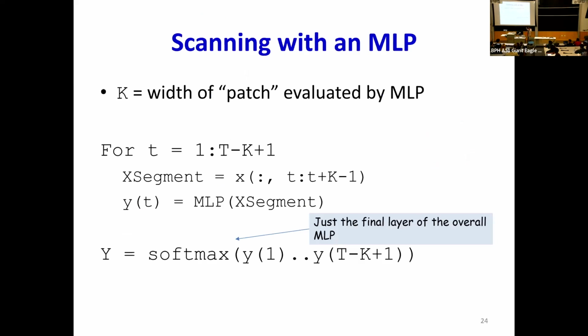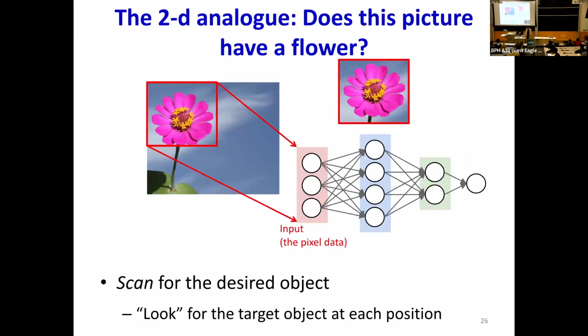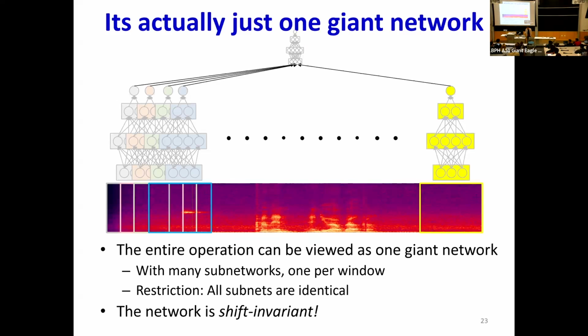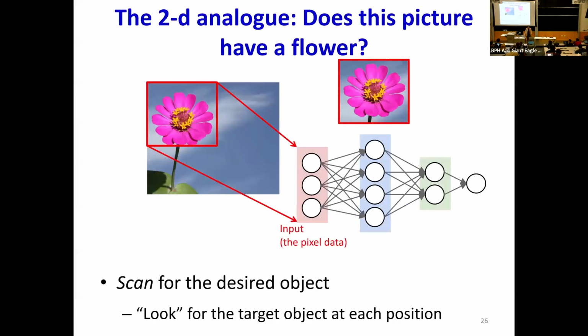So again, let me tell you what it is. This whole thing is just a network. I could have just written giant MLP, with one difference. It's a shared parameter network, meaning all the subnets at the bottom are identical. That's what's special about this network. I have a collection of subnets, all of them identical, and their outputs are going into the final decision layer. Same thing with the 2D case.